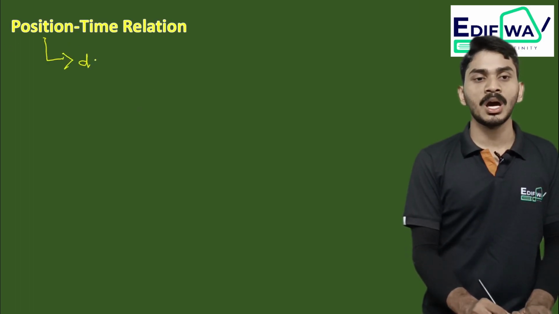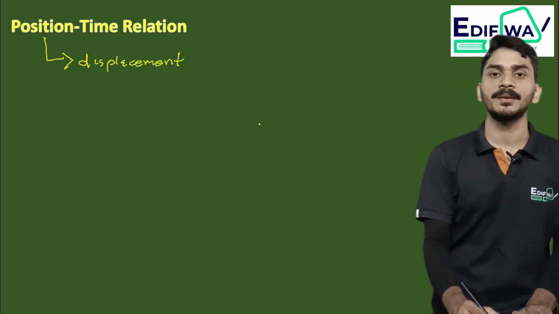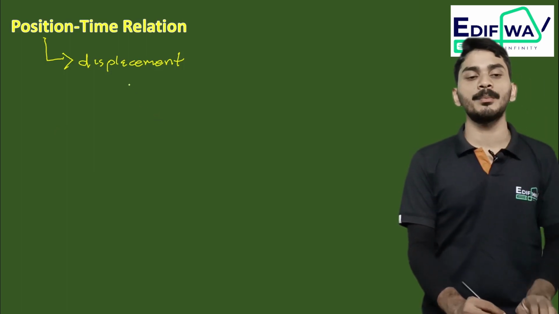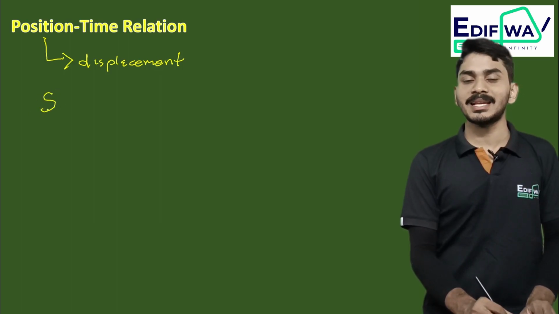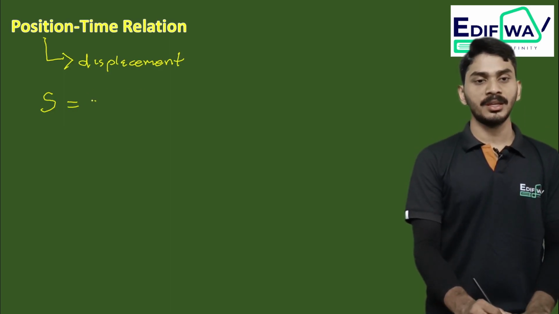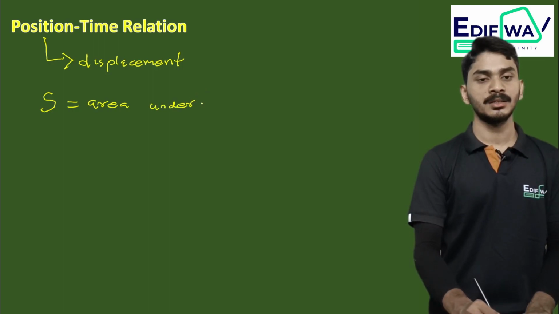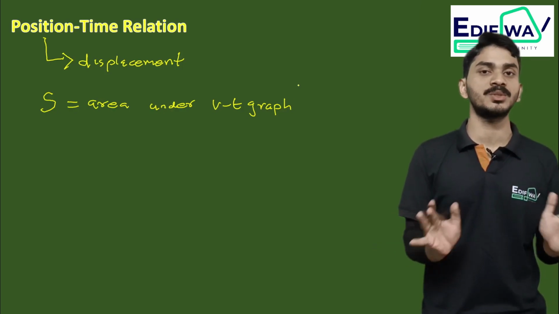Position means you are referring to displacement. So how to find the displacement? That is the next point you have to remember. Displacement, that is S, is the area under the velocity time graph. We will write it as the vt graph. You have to take down all these points. It is very important.